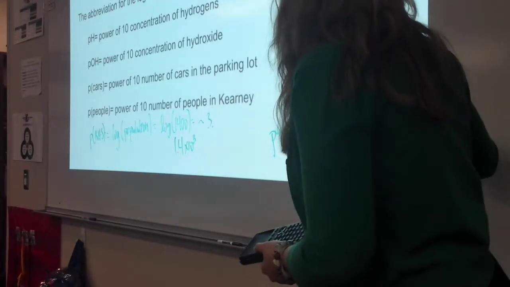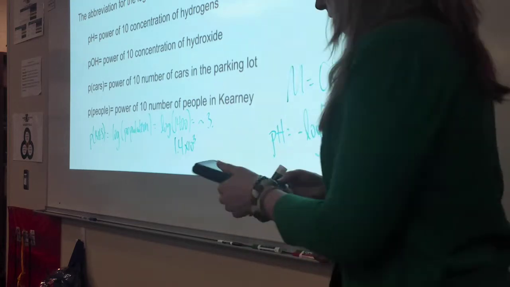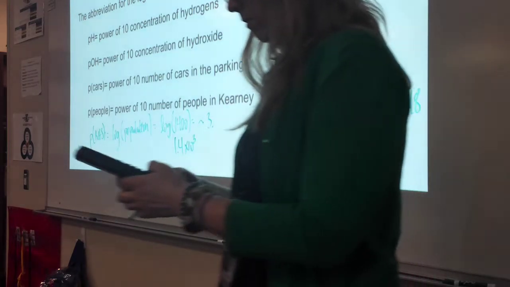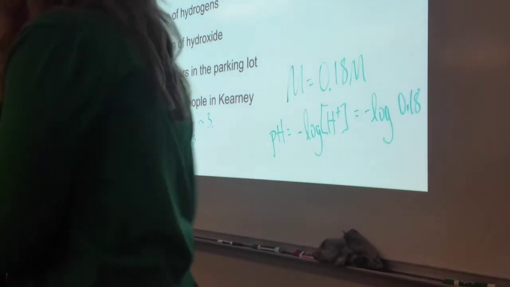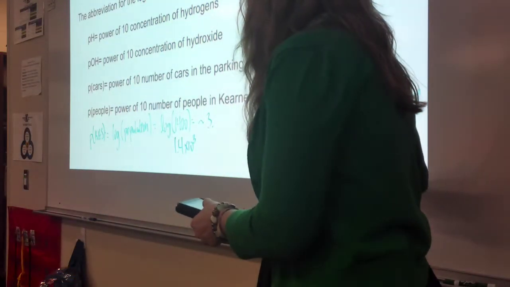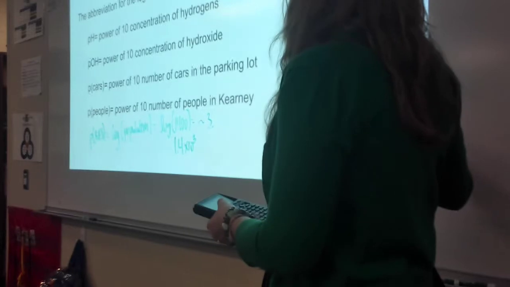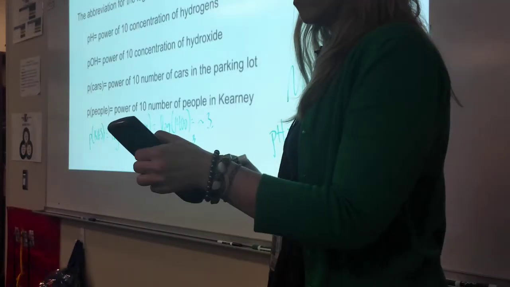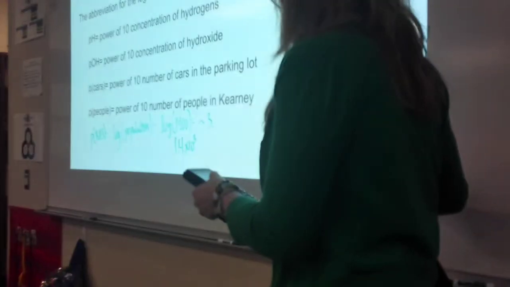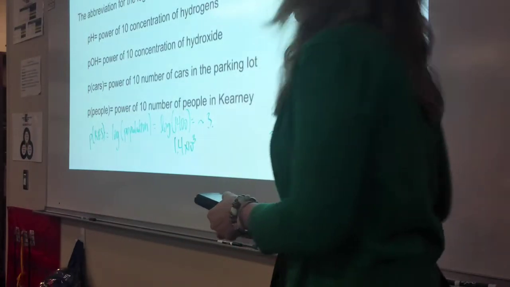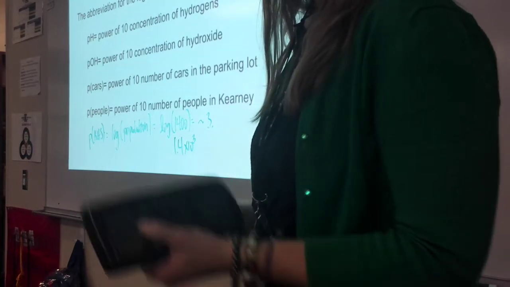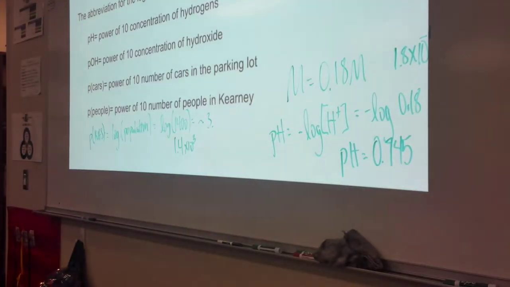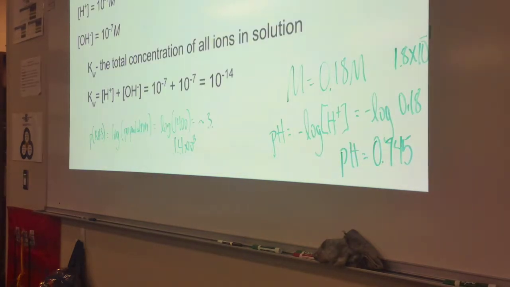Negative log of 0.18. Negative log, because this power is 1.8 times 10 to the minus 1. And if I put the negative here, it makes my pH scale a positive number. So then it would give me 0.745. Yeah? All right.